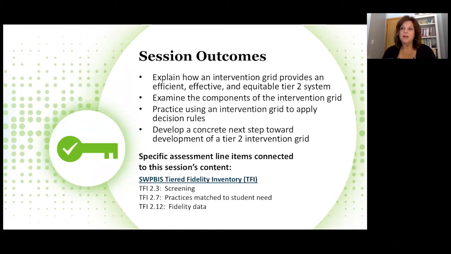2.7 is where we want practices matched to student need and having a formal process in place to match those interventions to student need. Again, you're going to see that pretty clearly today. And the last one is around fidelity, 2.12. And this is asking that the team has a protocol for how they both collect and review ongoing fidelity data for each Tier 2 intervention.